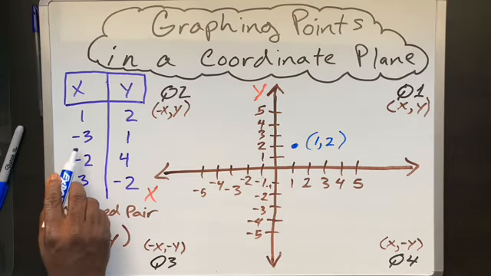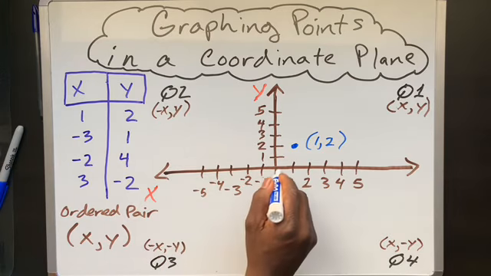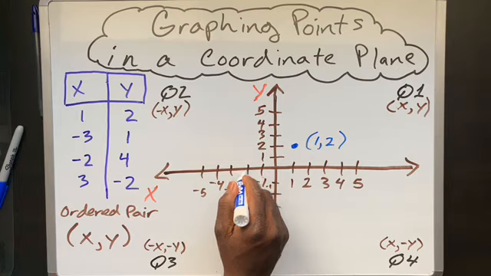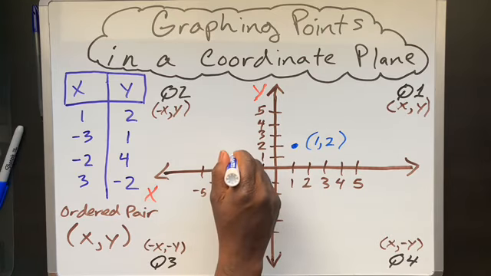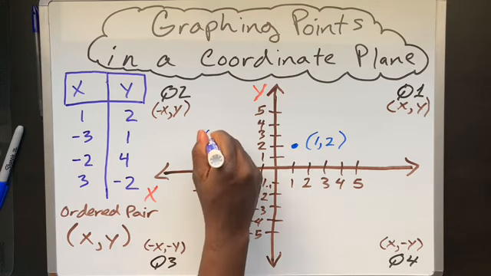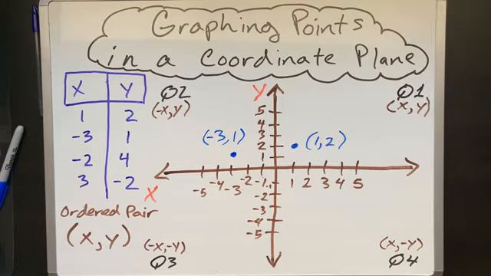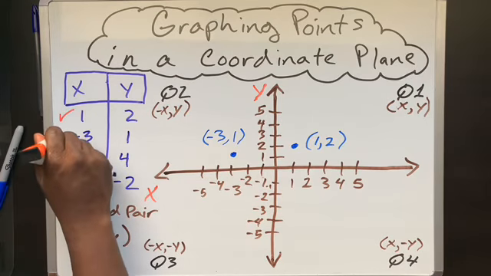Now let's plot this one. It's -3, +1. So that's going to be in quadrant 2, starting from the origin, -1, 2, 3, and up +1. So that's -3, 1. Now remember, when you're plotting points, you always start from the origin. Okay? So we've plotted this point, we plotted this point.